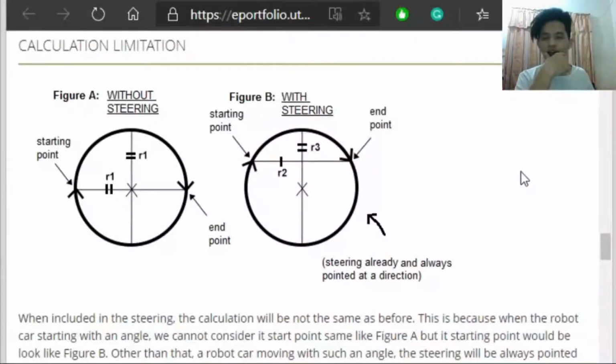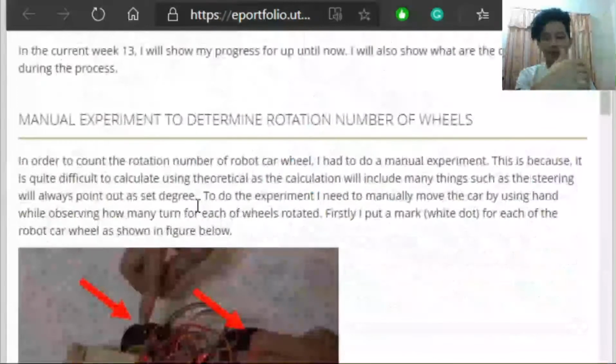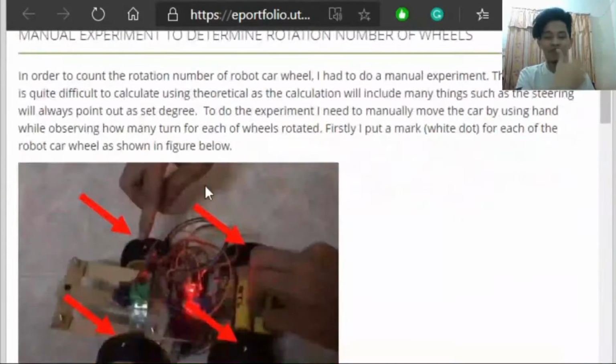Next we are going to calculate the speed of the robot car when it includes steering. When it includes steering, there's a limitation in the calculation, because try to think about it. If we turn the steering to some angle, of course its starting point will be as shown in figure B. So it will be hard for us to calculate its radius. We cannot make the calculation as we did before. So the solution is I make a manual experiment where I move the car using my hand.